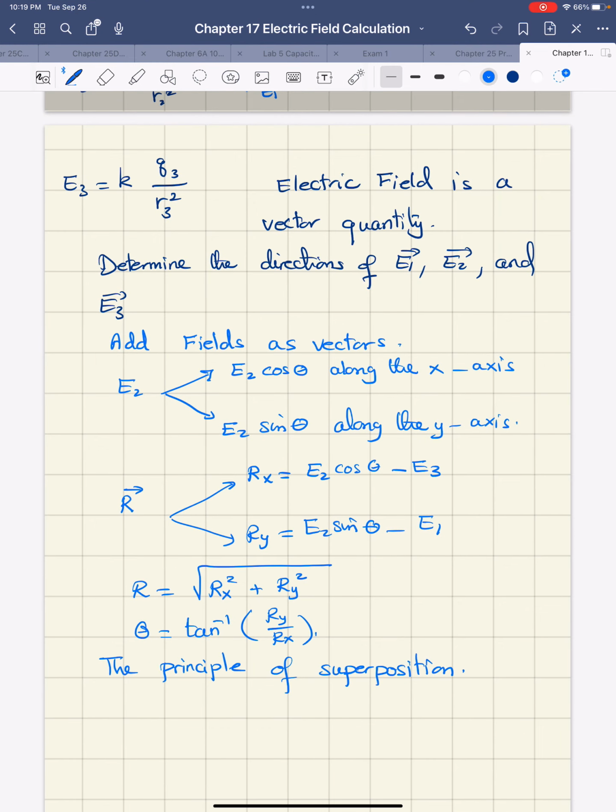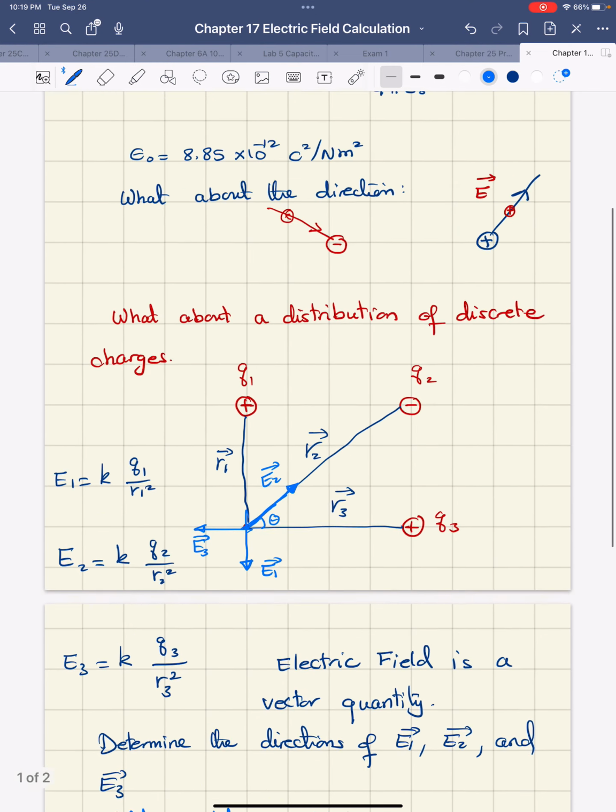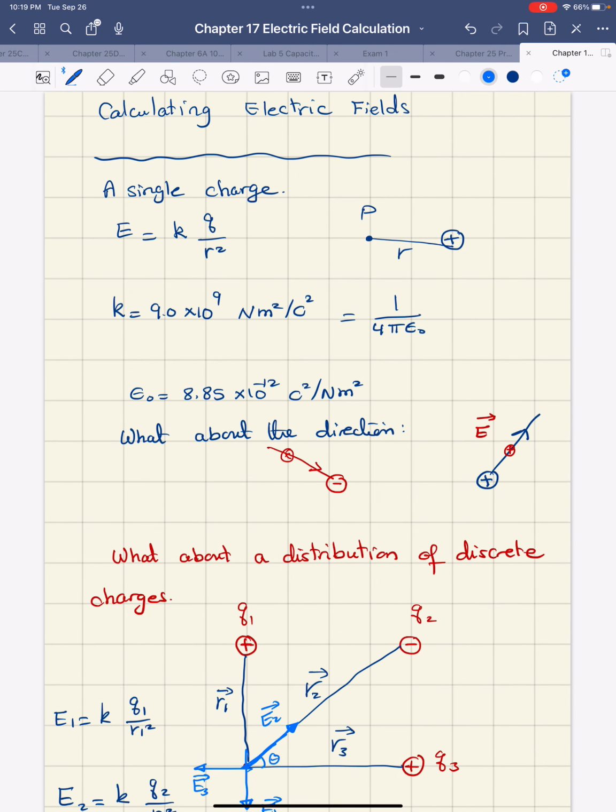Now I want to start with one part related to calculating electric fields. If I have a single charge, then I can say E equals KQ over R squared. K is a constant, and it equals 1 over 4 pi epsilon 0.